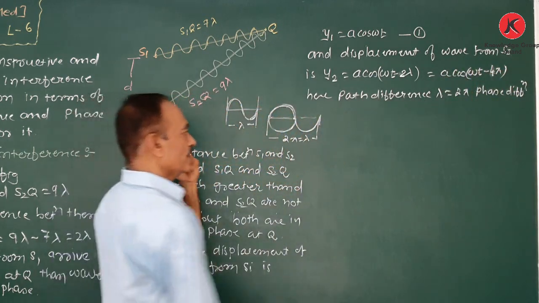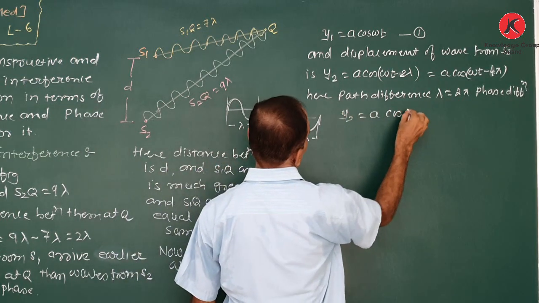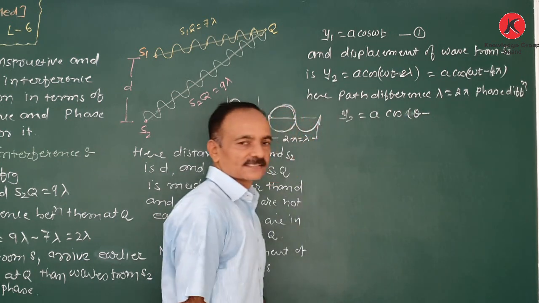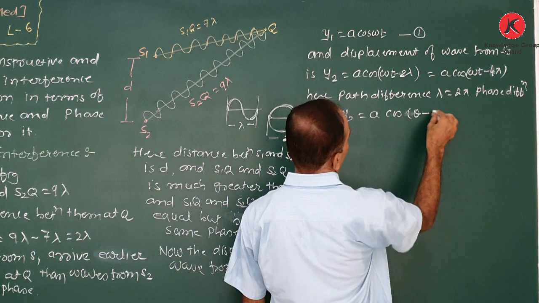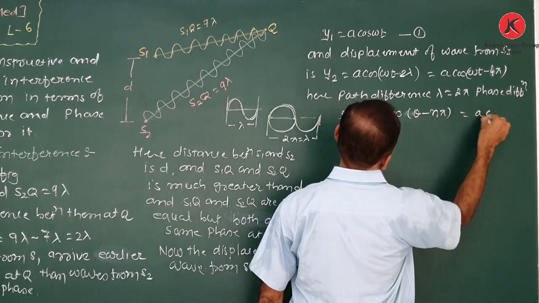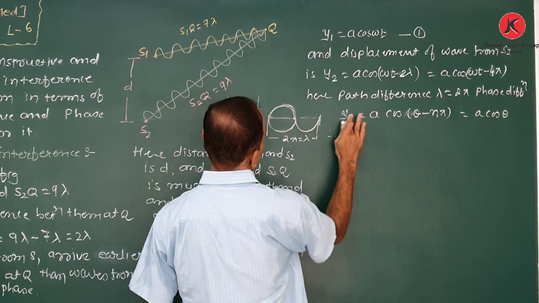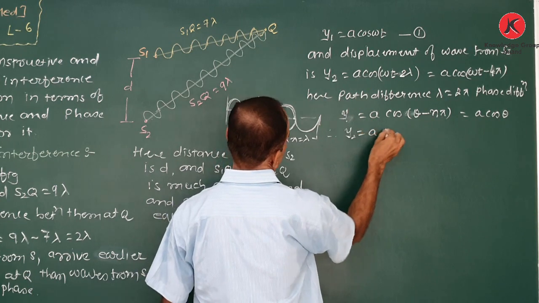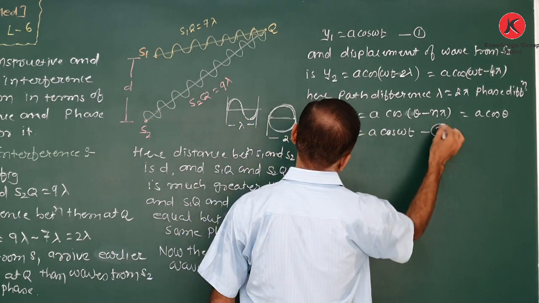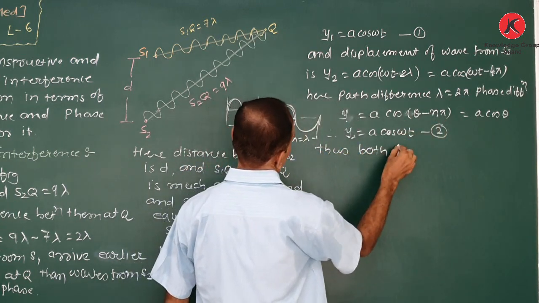Now we know that y2 is equal to A cos (theta minus n pi). So it is equal to A cos theta. Therefore, y2 is equal to A cos omega t. That is equation 2.